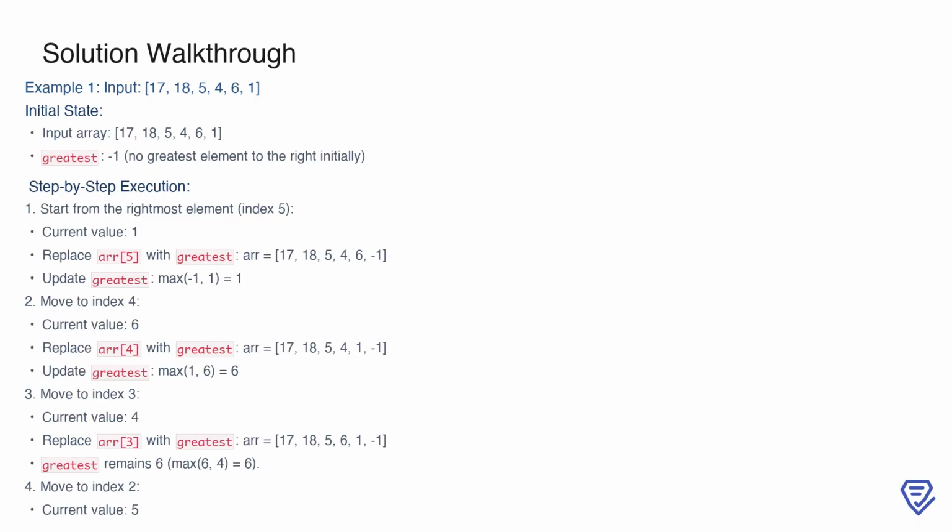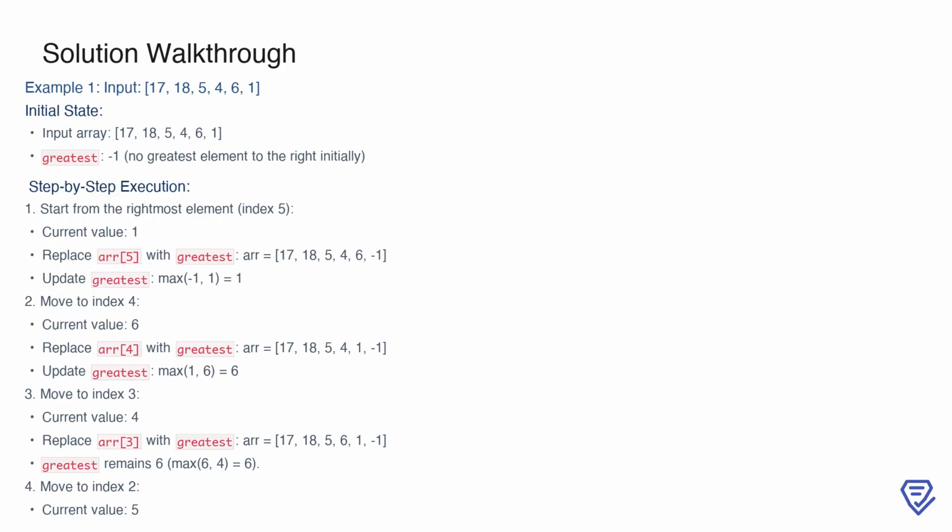We begin with the first example where the input array is 17, 18, 5, 4, 6, 1. Initially, the variable greatest is set to -1, as there are no elements to the right of the last index. Starting from the rightmost element, which is 1 at index 5, we replace it with the current value of greatest, resulting in the array becoming 17, 18, 5, 4, 6, -1. Then, we update greatest to be the maximum of its current value, -1, and the original value at index 5, which is 1. So, greatest becomes 1.